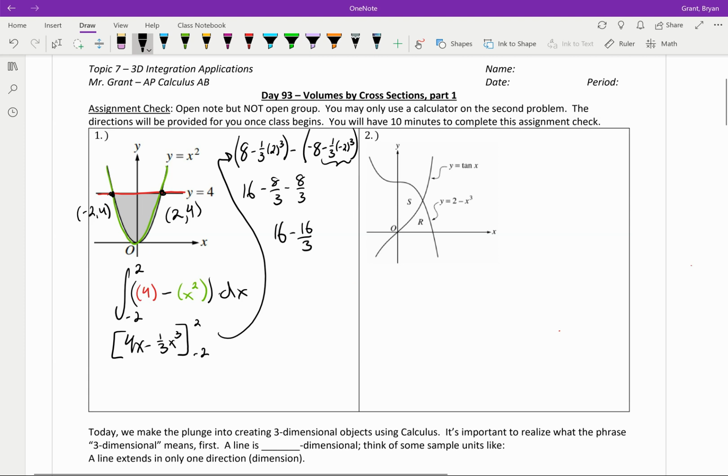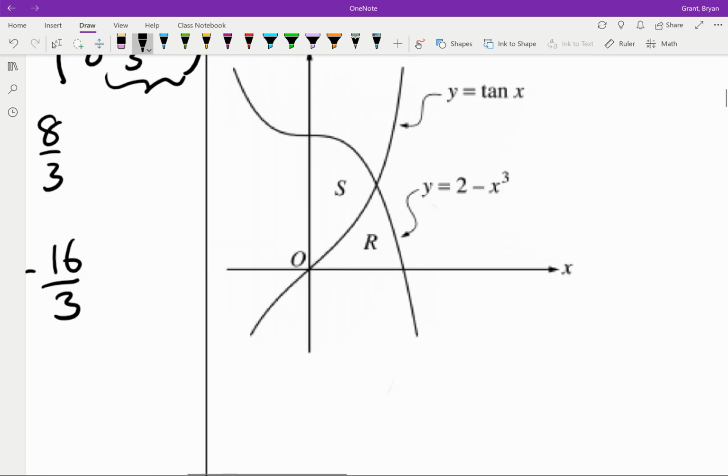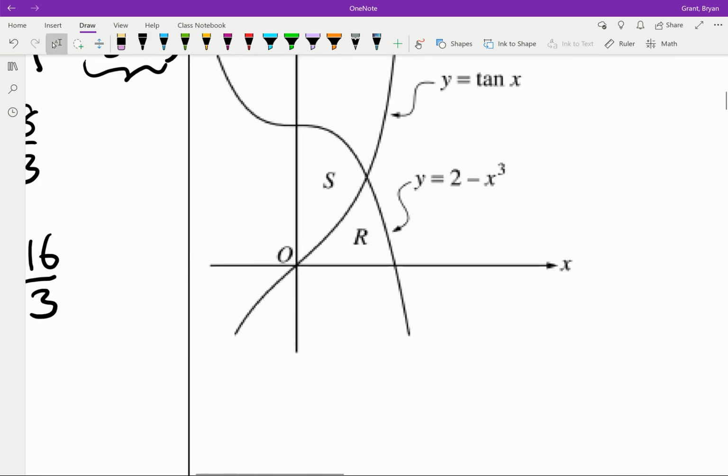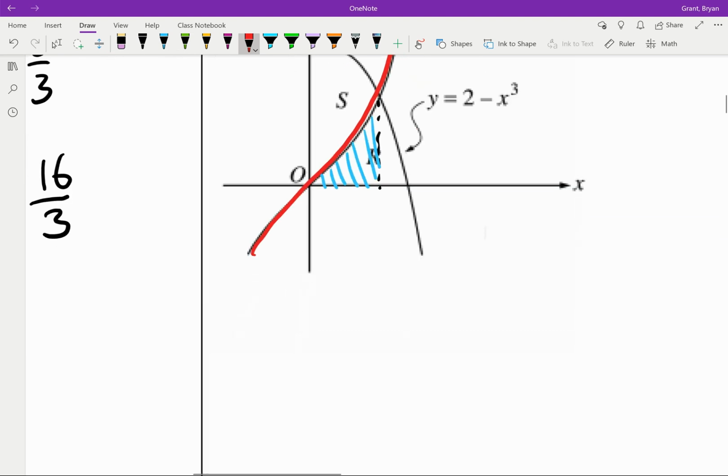Alright, second one, calculator active this time, a little bit tricky again. I think you'll probably need to split this region R into two smaller regions, where the first region is actually pretty easy. This region in blue right here, I'm just going to do by using my tangent of x equation. It's just the area from tangent of x to 0. So that one won't be too bad.